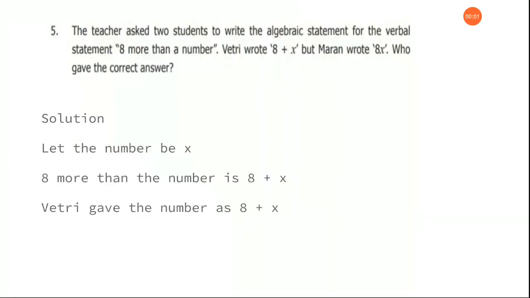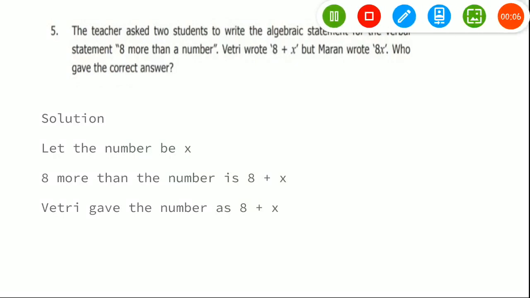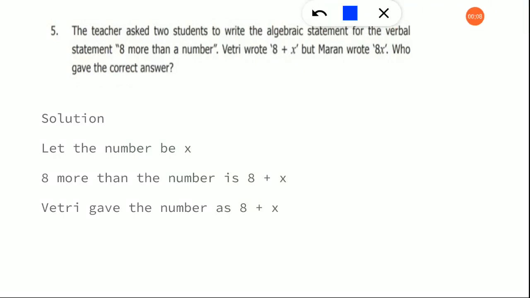Now read the next question. The teacher asked 2 students to write the algebraic statement for the verbal statement 8 more than a number. The teacher is asking 2 children to come onto the stage and write 8 more than a number. We should write it as an expression. Vetri wrote 8 plus x. But Maran wrote 8x. Who gave the correct answer?